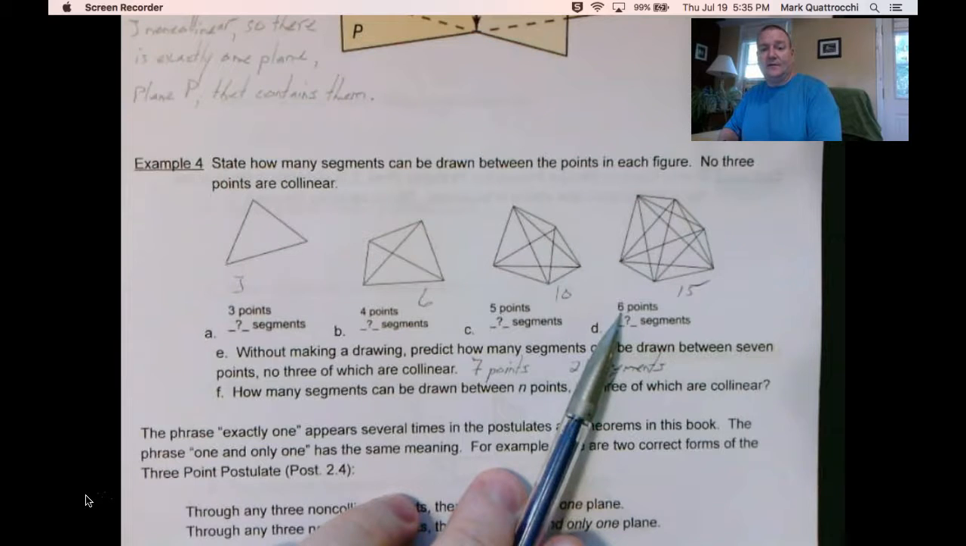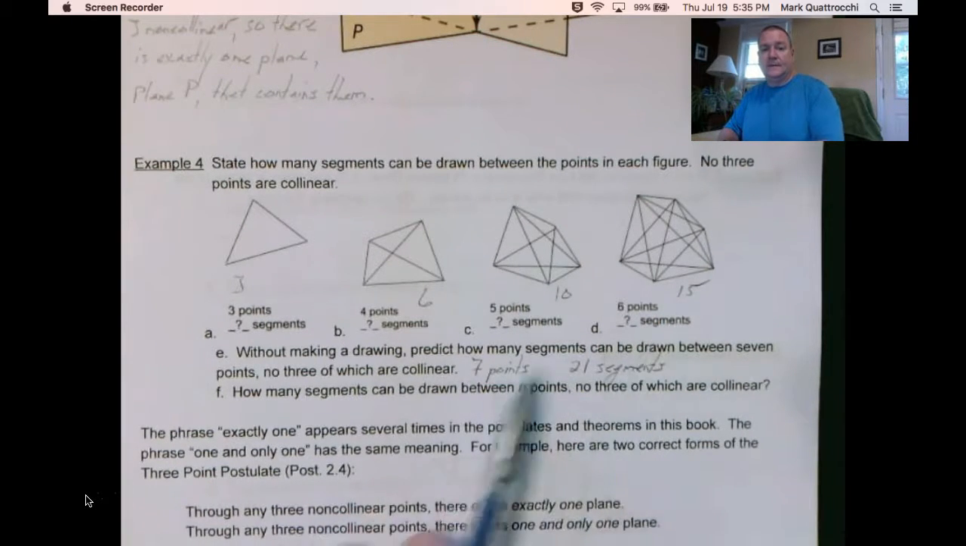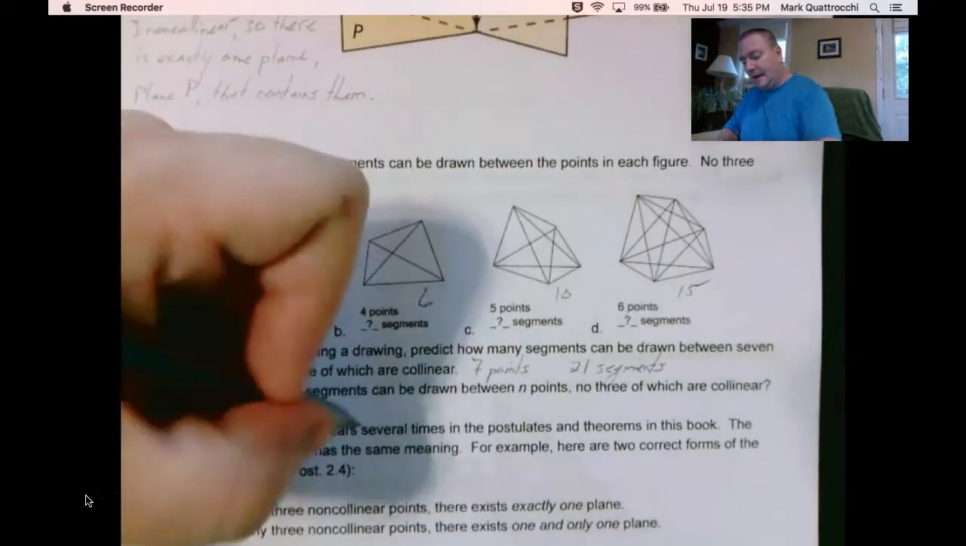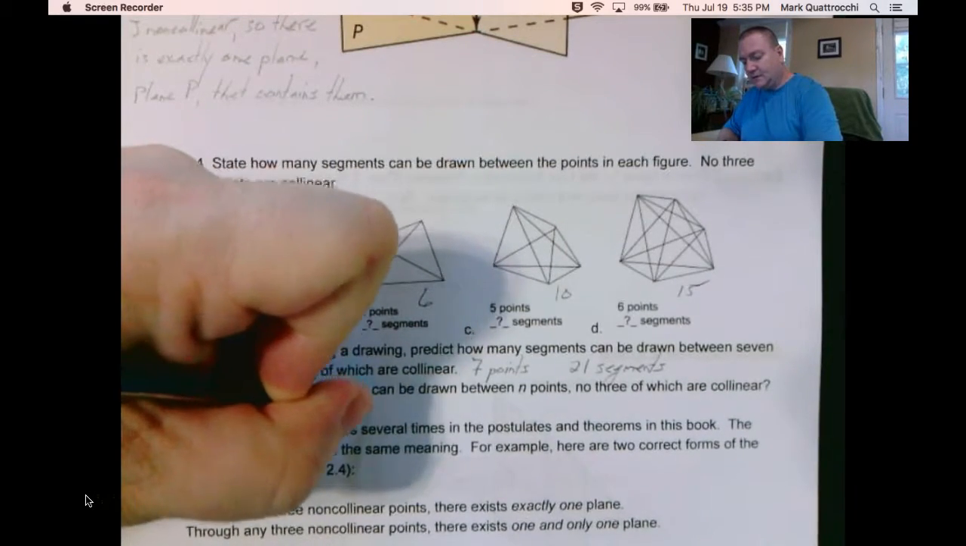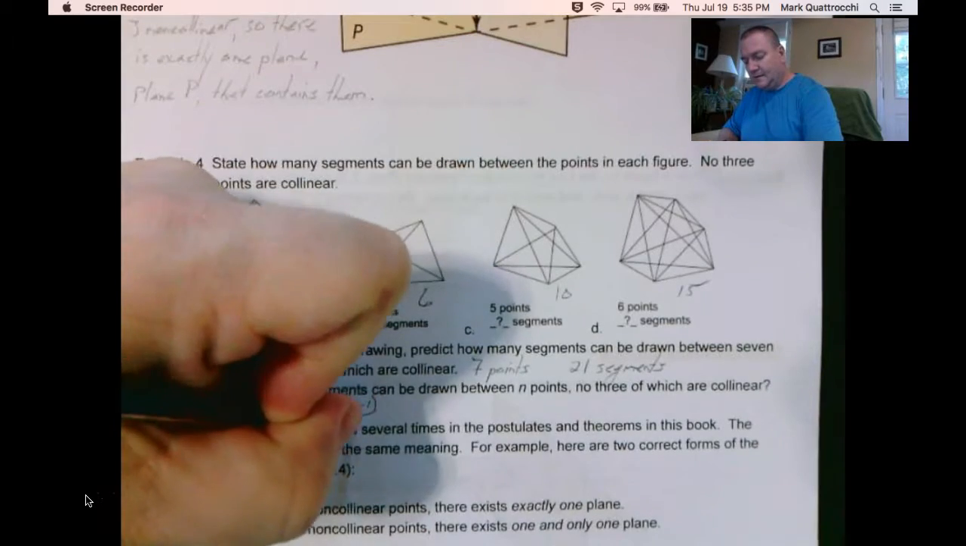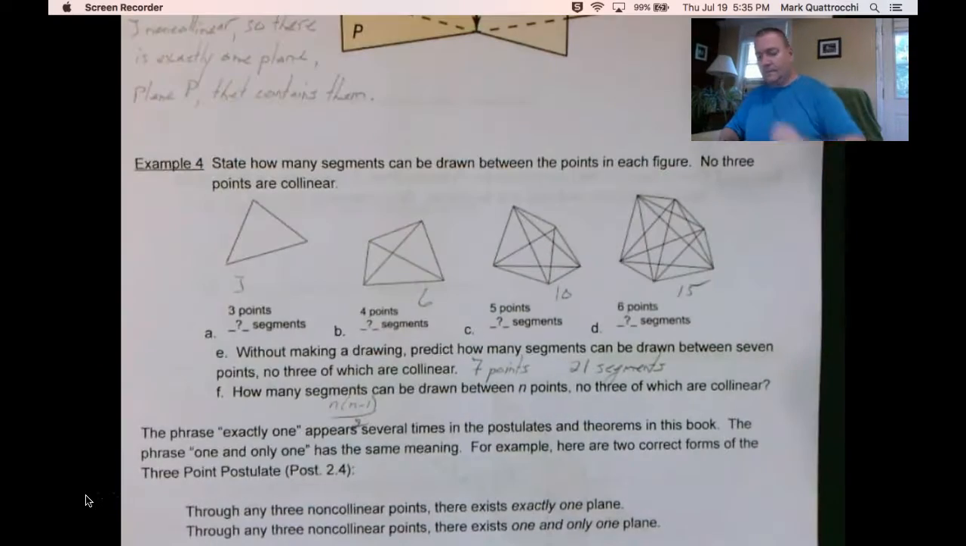6 times 5 is 30, divided by 2 is 15. 7 times 6 is 42, divided by 2 is 21. n times n minus 1 divided by 2 is the answer to part F. Okay.